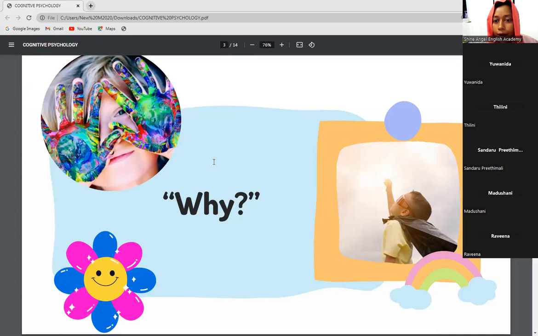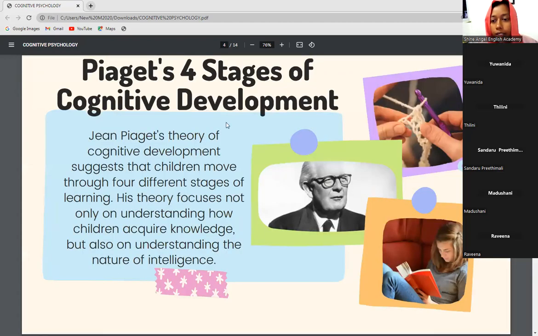So when we talk about that part, Jean Piaget was one of the psychological scientists who worked on the development of the child's brain. He had a very curious understanding of how children acquire knowledge. He did experiments with thousands of children, not only one. He looked at their behavior and he came up with four stages.